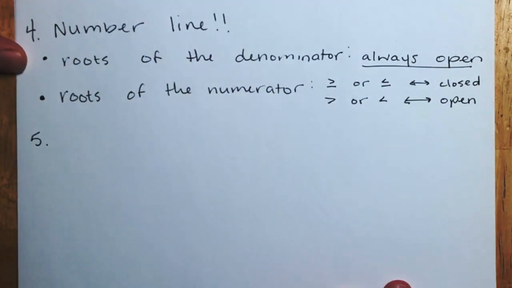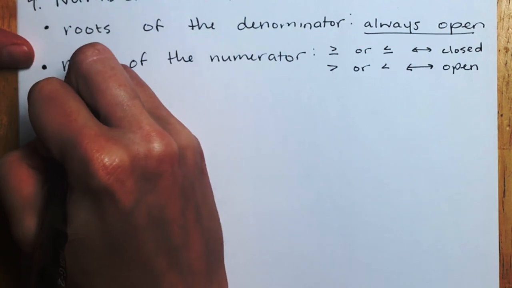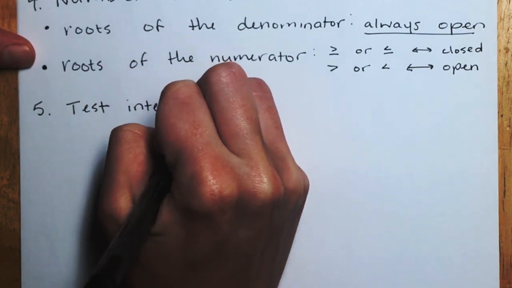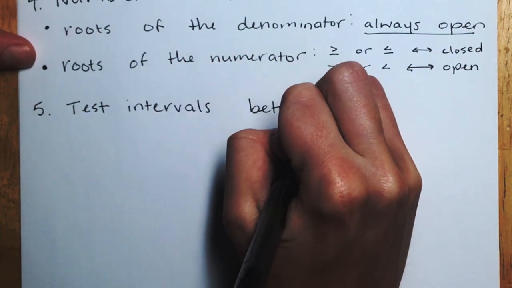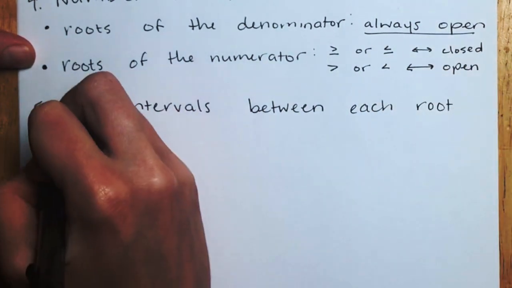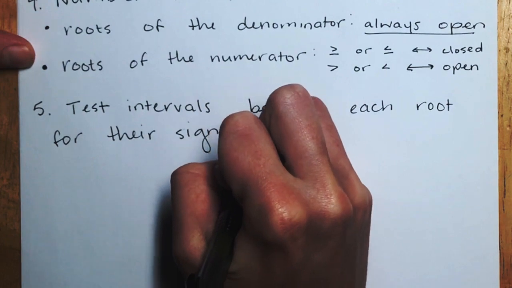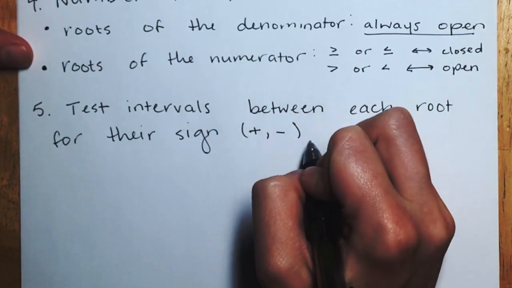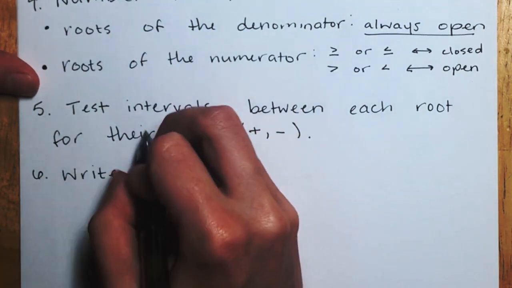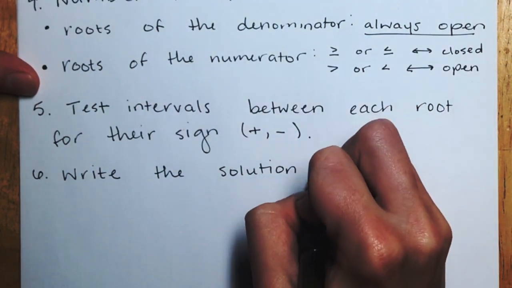5. Back to normal steps of inequalities. 5, we want to test intervals between each root for their sign, positive or negative. 6, write the solution in interval notation.